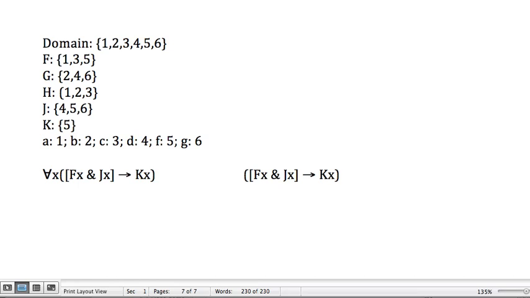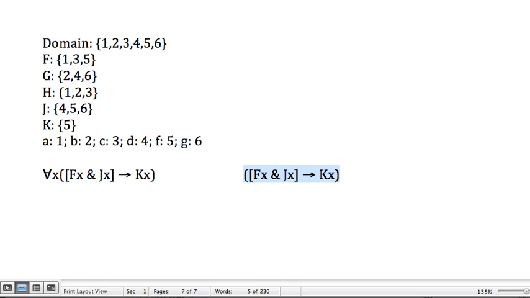Okay, well, once again, it won't do us any good to look at things that aren't both F's and G's, because those things will automatically satisfy this propositional function. The interesting case will be where something satisfies both Fx and Jx. Are there any such things? F is 1, 3, 5. J is 4, 5, 6. So the number 5 is the only thing in the domain that's both an F and a J. It's the only case where the antecedent of this propositional function is satisfied.